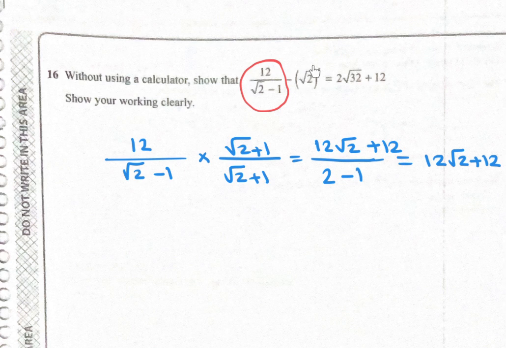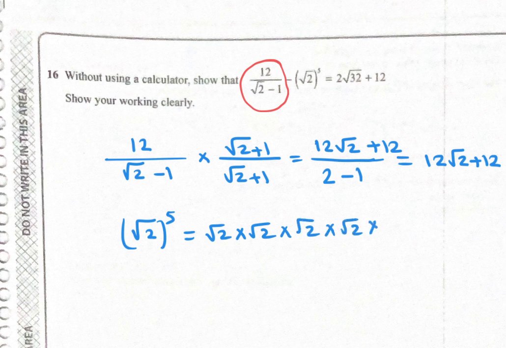Now for square root 2 power 5, square root 2 power 5 equals square root 2 times square root 2 times square root 2, 5 times. Square root 2 times square root 2 equals 2, and same, 2 times square root 2. 2 times 2, 4, so this is equivalent to 4 square root 2.